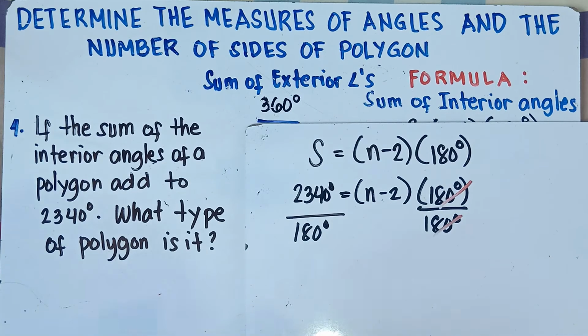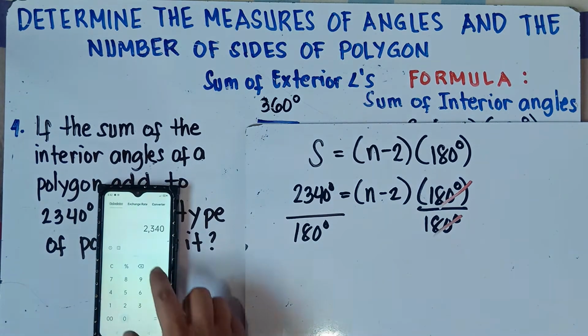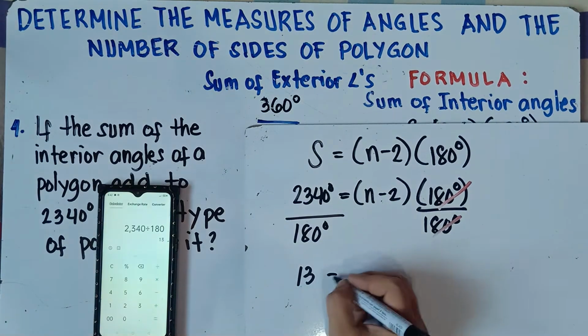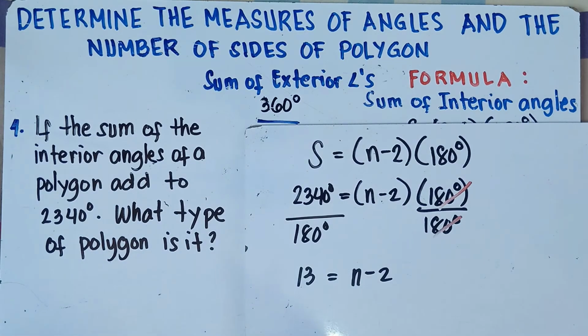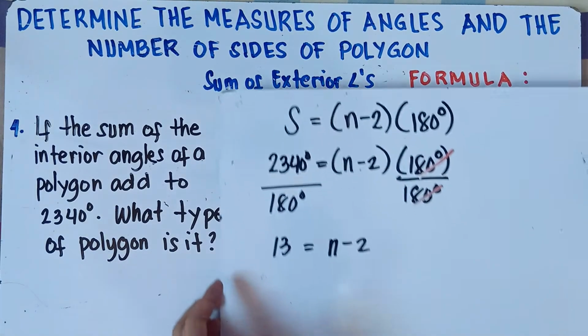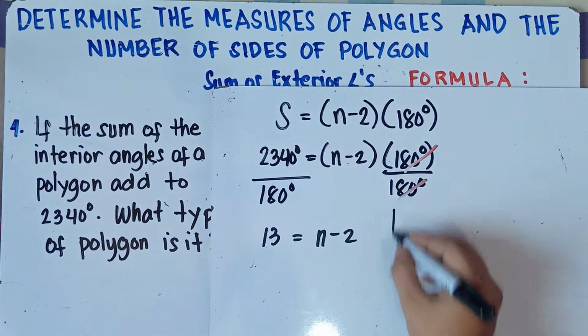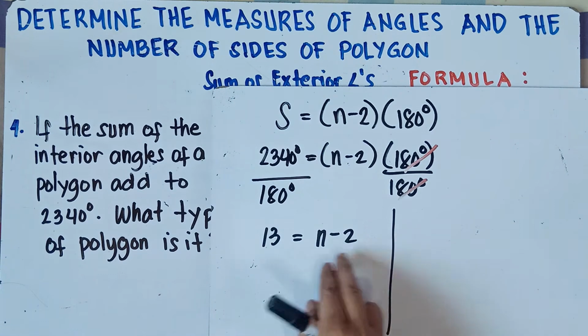So let's divide that using our calculator. 2,340 divided by 180 will be 13. So this will be 13 equals n minus 2. In this scenario, class, you have two solutions. First, you can use the addition property of equality, or second, we can simply transpose 2 from right to left.